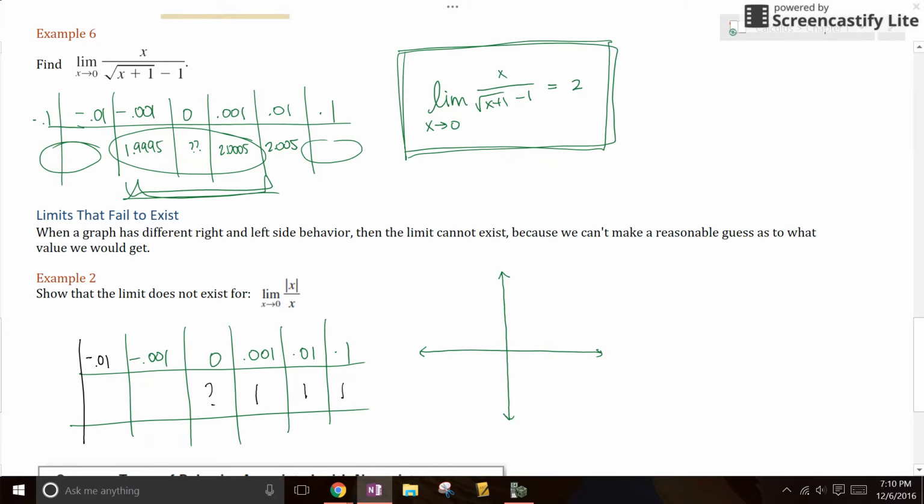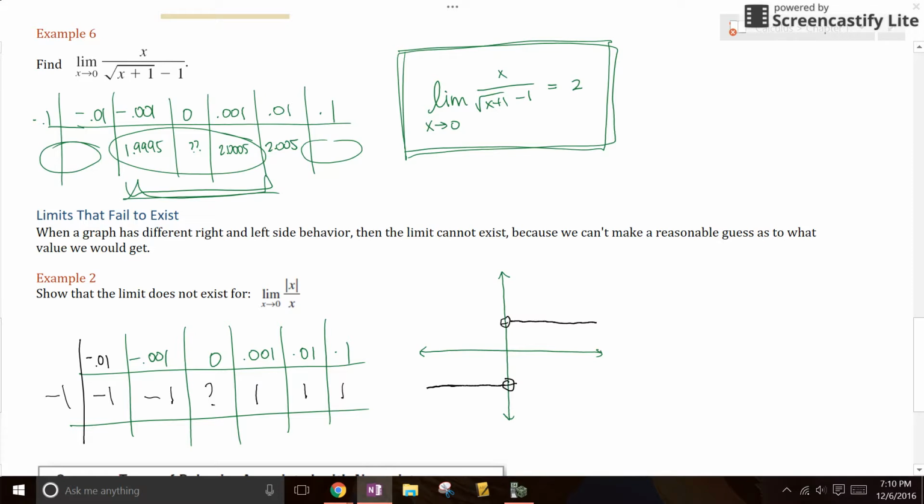What about the left side? Plug in this, and I would get 0.001 over negative 0.001. So I'd get negative 1. And then this one, I'd get negative 1. And then this one, I'd get negative 1. So what in fact happens is everything to the left of the y-axis, you would get negative 1. And then everything to the right of the y-axis, you would get positive 1.